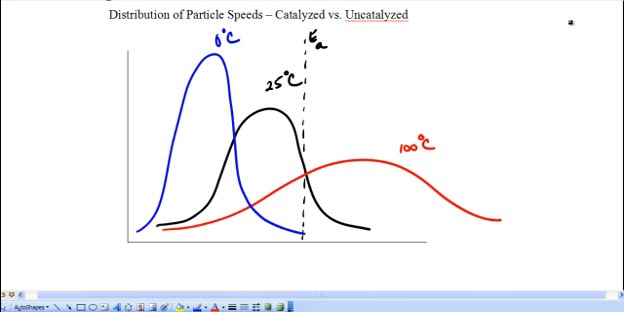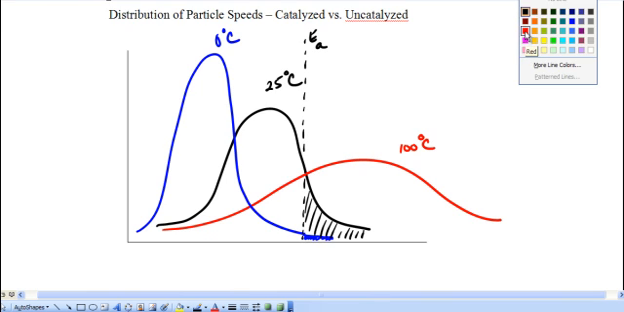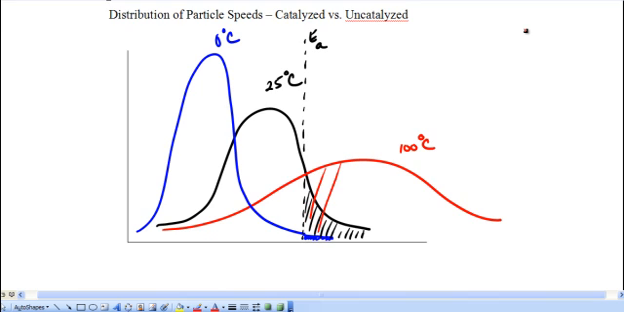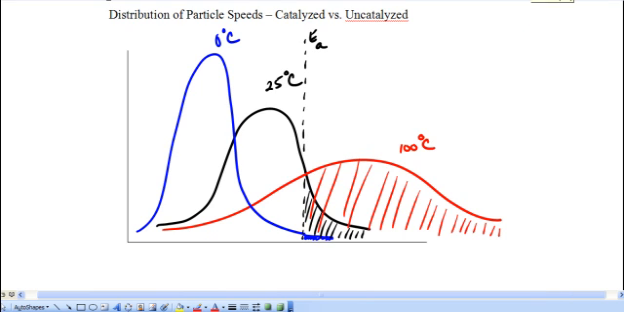I'm going to extend that blue line just a little bit further so we can illustrate our point. So at this point, at 0 degrees Celsius, only these particles can react. At 25 degrees Celsius, only these particles can react. And at 100 degrees Celsius, all of these particles will result in a reaction when they collide. Now what happens when you add a catalyst is you lower the activation energy requirement. So this will be EA catalyzed.